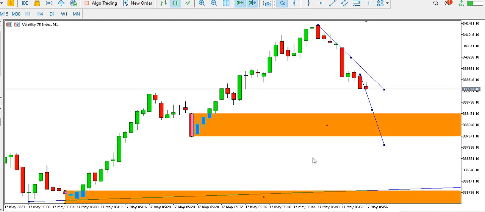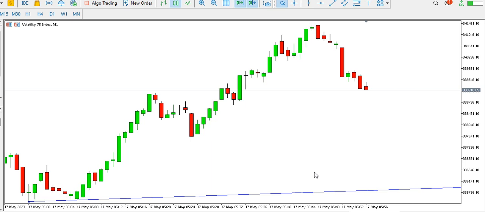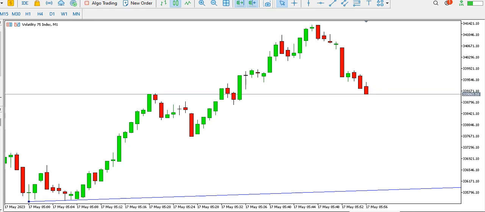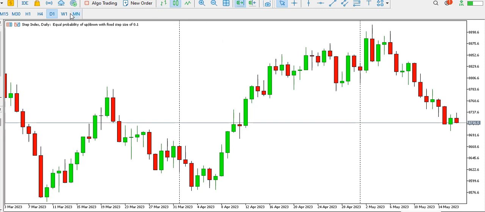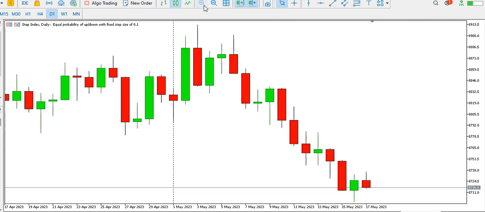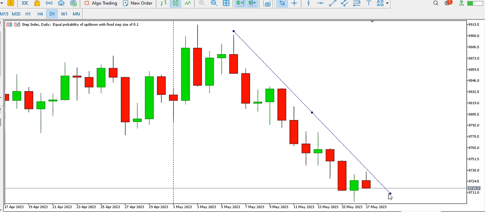You might want to look out for selling opportunities. You can see price still going down. Try to sell. All right, let's go to Step Index. Step Index has been bearish in the last couple of weeks, two to three weeks. It's been selling and selling, and we can still see that yesterday's up move is currently being gradually reversed.